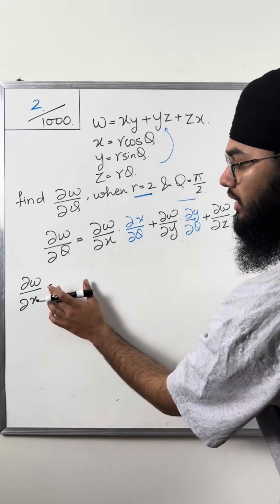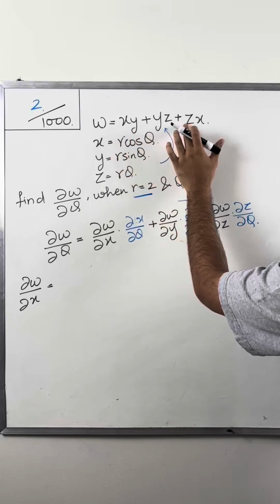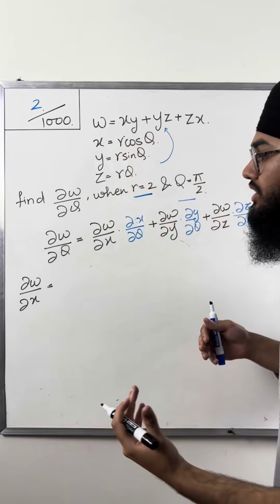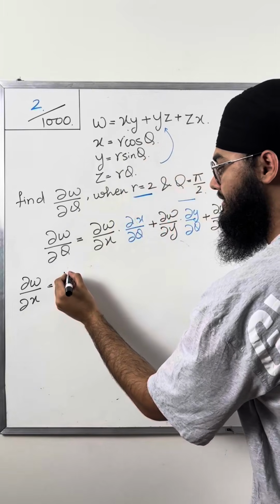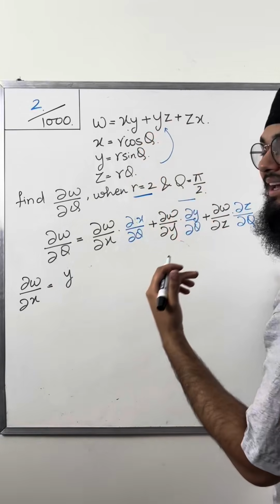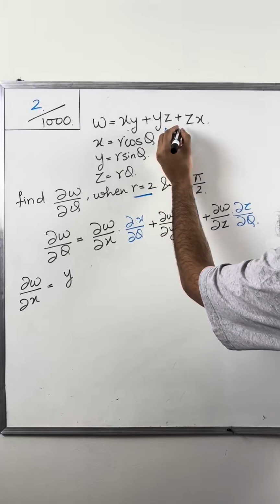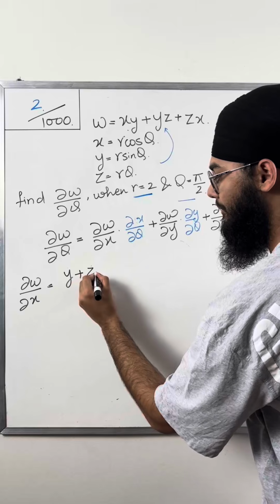So to find the partial of w with respect to x, we're going to look at our first equation and treat every other variable other than x as a constant. So the derivative of xy with respect to x is y, plus the derivative of yz with respect to x is 0 because this is just a constant, plus zx with respect to x is z.